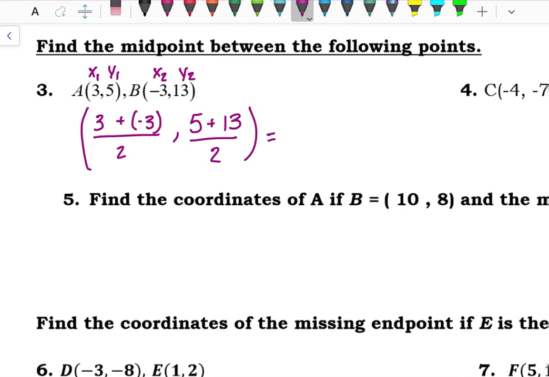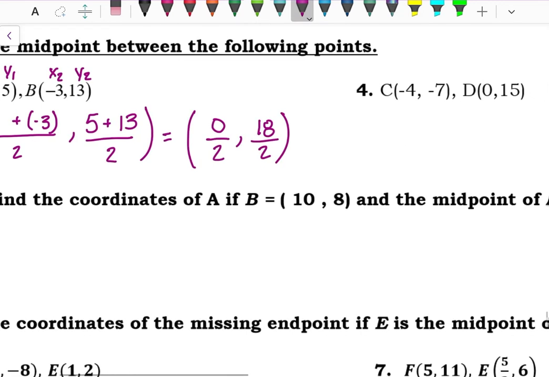Now we simplify. 3 plus -3, if you put that in your calculator, is 0 over 2, comma, 5 plus 13, that's 18. And then 0 divided by anything is just 0, and 18 divided by 2 is 9.